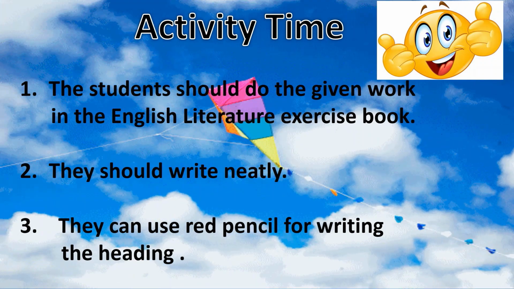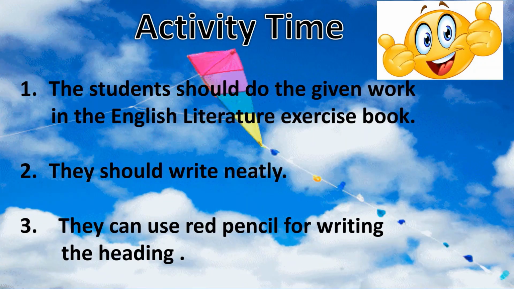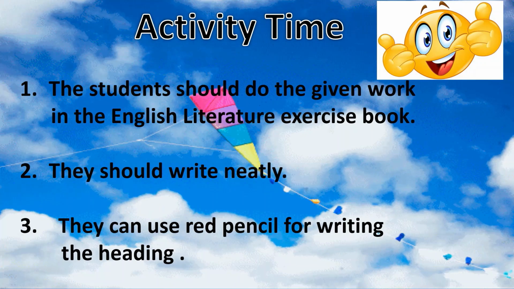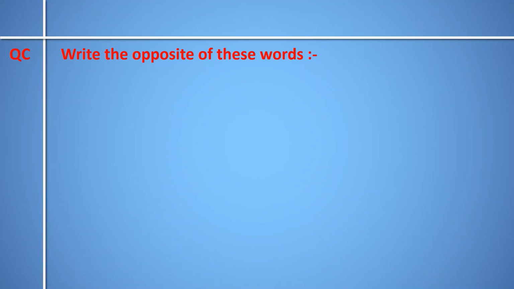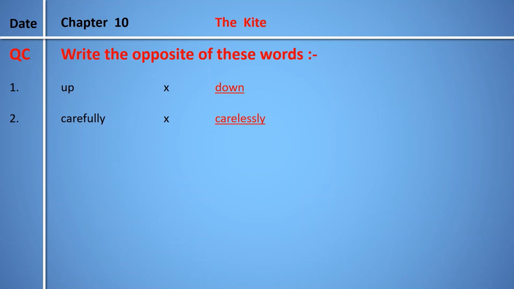Activity time. You will do now some written work in your English literature exercise book. You will take out a new page, write chapter 10, The Kite. Question C. Write the opposite of these words. Up, down, carefully, carelessly, over, under.